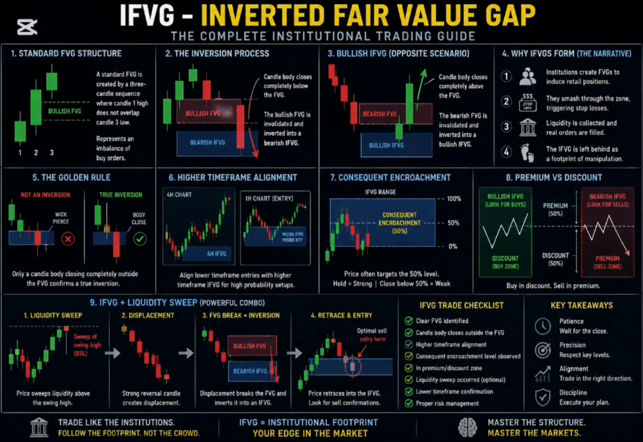Many retail traders look at a traditional fair value gap and expect an immediate bounce. But what happens when the market completely ignores that zone and smashes right through it? That is exactly where the magic of the inverted fair value gap comes into play. It represents a complete shift in institutional order flow and market delivery.